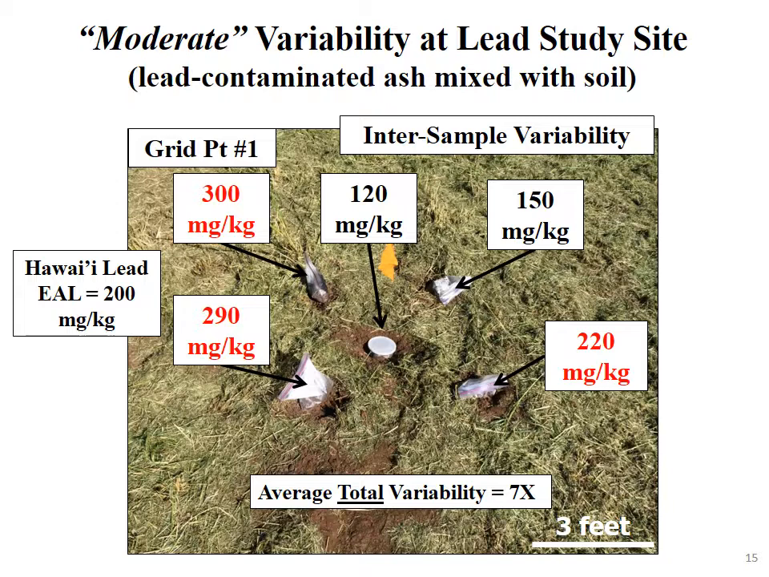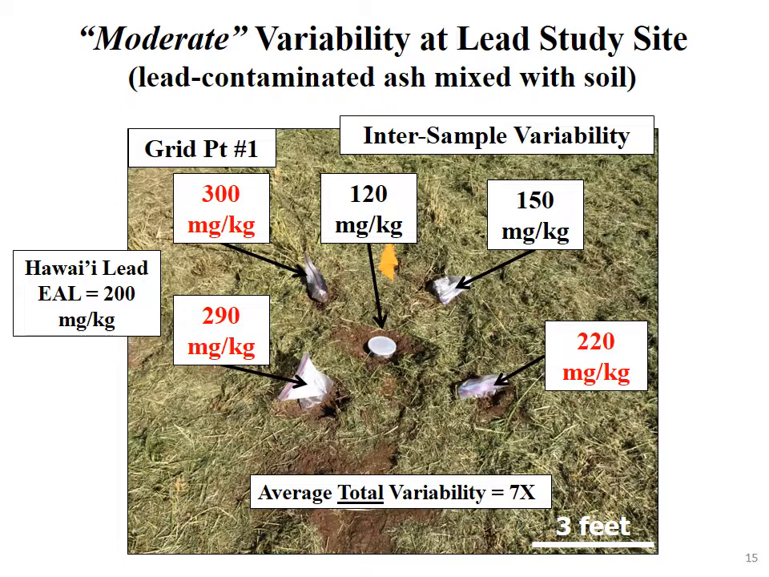We'll look at this site again later. Important thing here, and just by coincidence, Hawaii's lead environmental action level for residential sites is 200 milligrams per kilogram. So at this site, with 24 grid points, at every single grid point, we could find a discrete sample that was both above and below our action level. So think about that. We could have gone out to this site and just by random chance collected a suite of 24 samples. All 24 samples would have been below our action level.